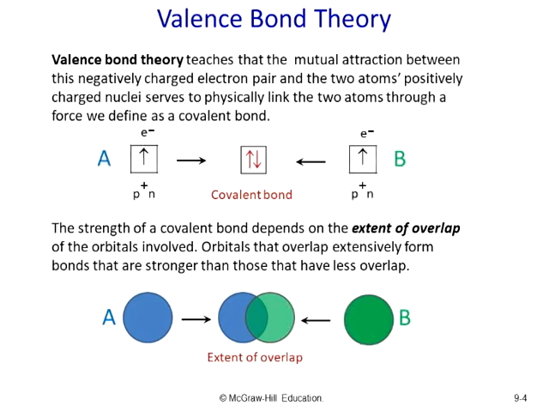Valence bond theory also teaches that the mutual attraction between the negatively charged electron pair and the two atoms' positively charged nuclei serves to physically link the atoms through a force which is defined as a covalent bond. So when they combine, the force that allows them to bond is called a covalent bond. Essentially, you have an atom, we'll call it atom A. It has its electrons, and in the nucleus you have protons and neutrons. The protons are positively charged. The number of protons matches the atomic number on the periodic table.